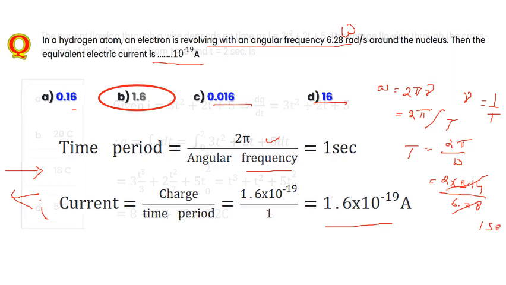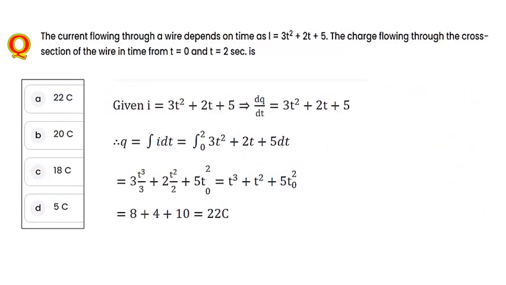Okay, now next one, the current flow through a wire depends on time. They have given that the current flow here depends on the time. The value given is I is equal to 3t square plus 2t plus 5.